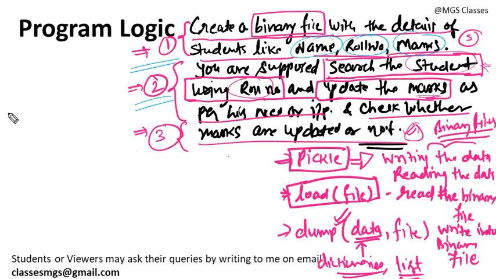Let's suppose first you need to import the pickle module. Import pickle. Then you need to take some data, student_data. Let's create a blank dictionary. Now I am going to use found equals False. Yesterday I told you, found equal to False means I am assuming that the student record is not found initially.